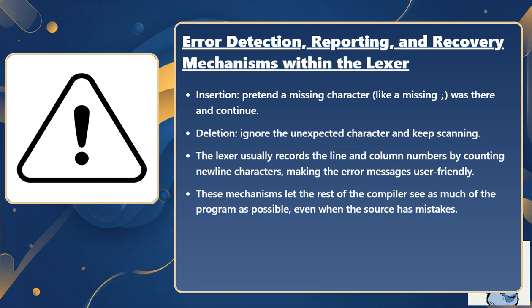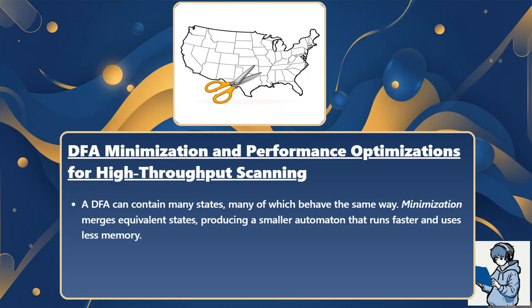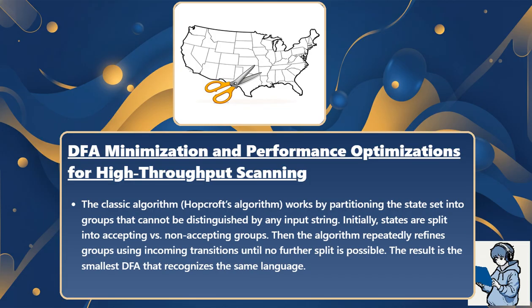A DFA can contain many states, many of which behave the same way. Minimization merges equivalent states, producing a smaller automaton that runs faster and uses less memory. The classic algorithm, Hopcroft's algorithm, works by partitioning the state set into groups that cannot be distinguished by any input string. Initially, states are split into accepting versus non-accepting groups. Then the algorithm repeatedly refines groups using incoming transitions until no further split is possible. The result is the smallest DFA that recognizes the same language.